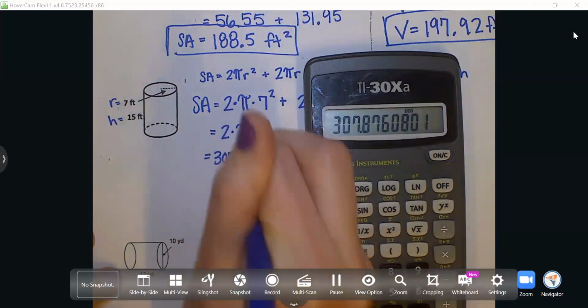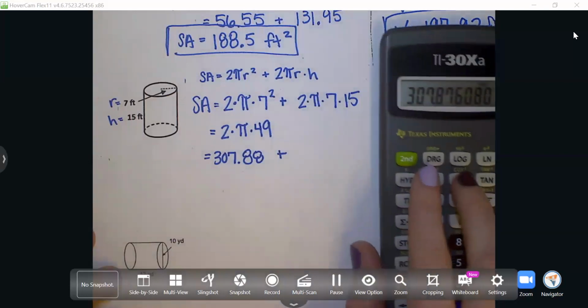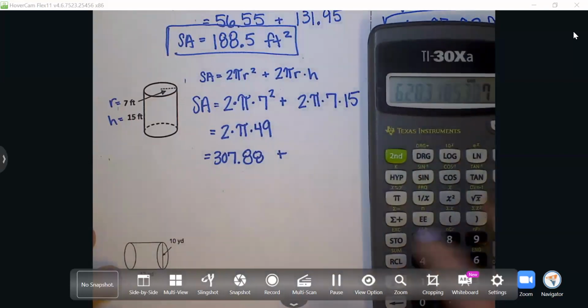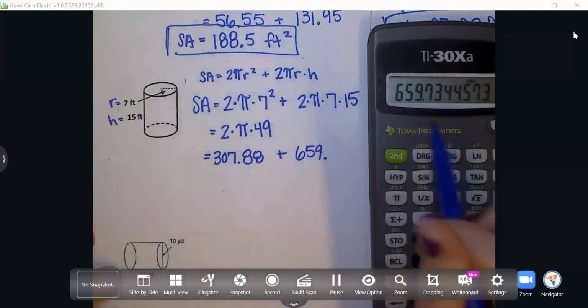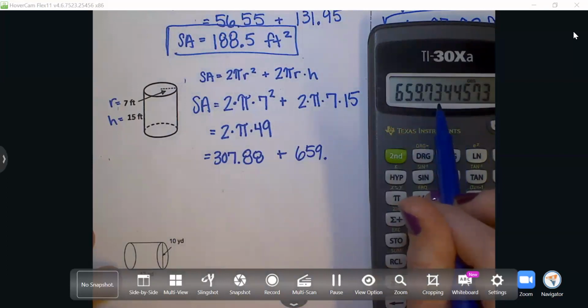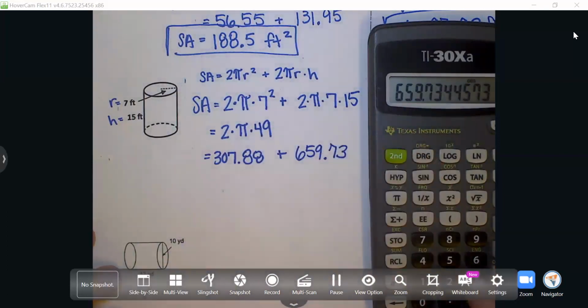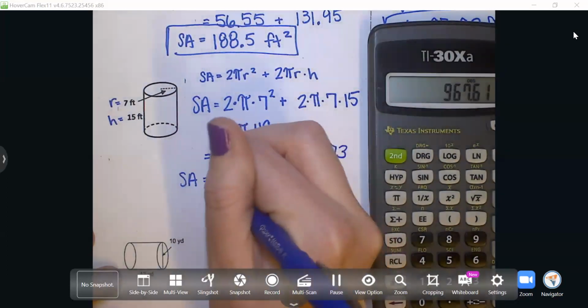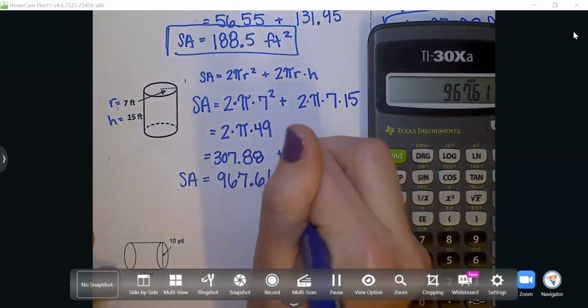So 0.88. And then the other part of this, 2 times pi times 7 times 15. 2 times pi times 7 times 15 is 659.734. That 3 is going to stay the same because the 4 behind it does not make it round up. So 0.73. And when I add that together, I get a total surface area of 967.61 feet squared.